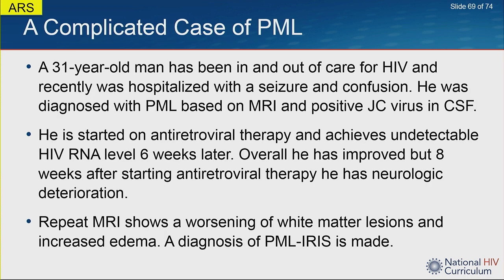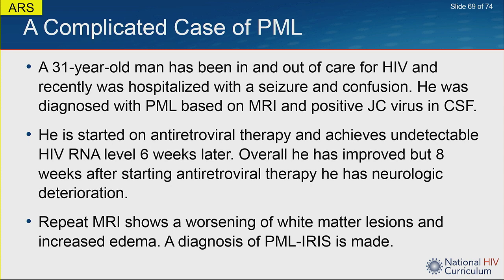So now, I'm going to ask you what you would do here. A 31-year-old man has been in and out of care for HIV and was recently hospitalized with a seizure and confusion. He was diagnosed with PML based on MRI, which is the test of choice for PML, not a CT scan, and he has positive JC virus in the cerebrospinal fluid. He started antiretroviral therapy and achieves an undetectable viral load 6 weeks later. Overall, he's improved, but 8 weeks after starting antiretroviral therapy, he has neurologic deterioration.